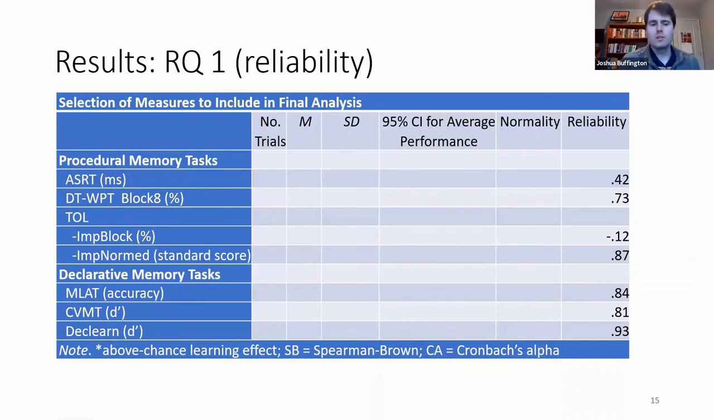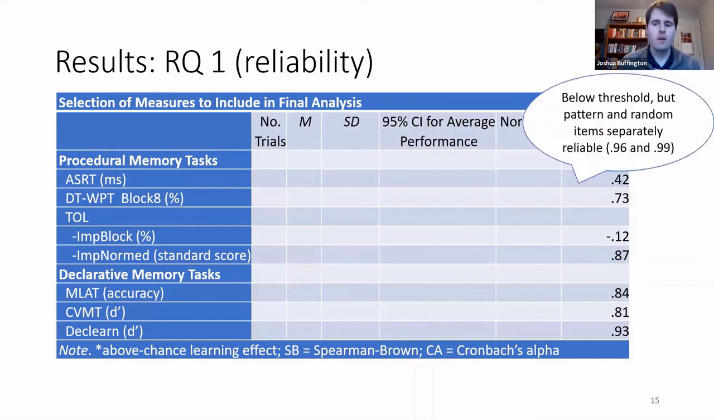First, regarding research question number 1, reliability, you see here on the right-hand column of this table, generally our measures were reliable. They were above our threshold. However, there are a couple of exceptions, which I will explain. First, we obtained low reliability for the ASRT. However, looking into this a little further, we discovered that the pattern and random items by themselves were highly reliable, 0.96 and 0.99. So that, coupled with the fact that this was our only measure from the ASRT, led us to keep this measure in for subsequent analyses.